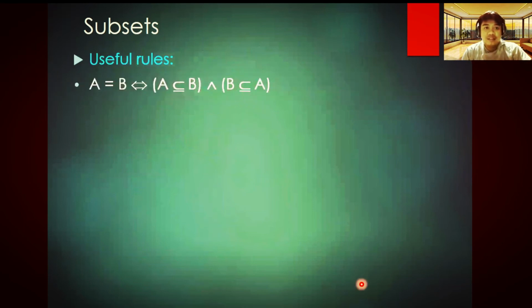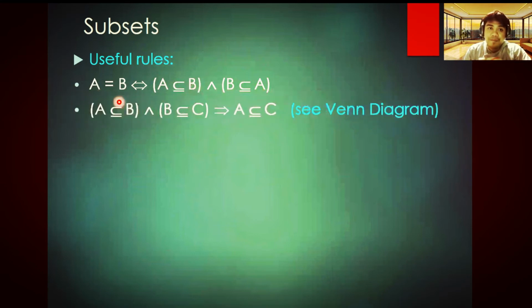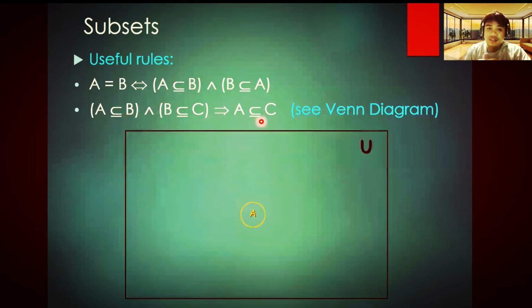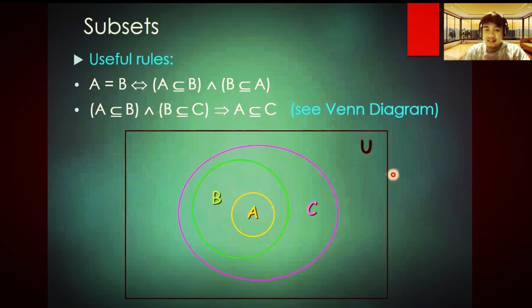So here are useful rules. So when we say if A is a subset of B and B is also a subset of A, ibig sabihin nun, the two sets are equal. And if we have A subset of B and we have B subset of C, this implies that A is also a subset of C. So as you can see on the diagram, so we have A is a subset of B kasi nasa loob ni B si A, and we have B is a subset of C. So as you can see, A is also a subset of C. So here's the Venn diagram with our universal set na naka-rectangle.